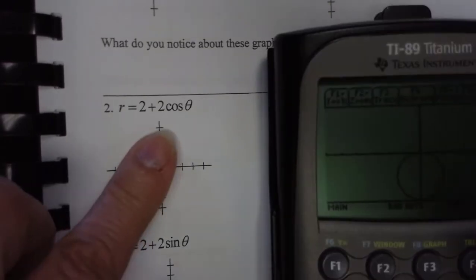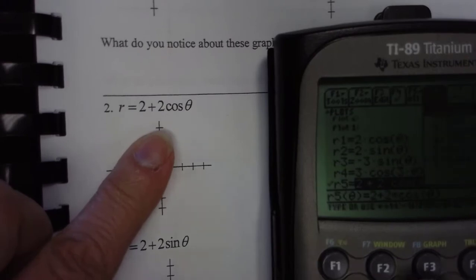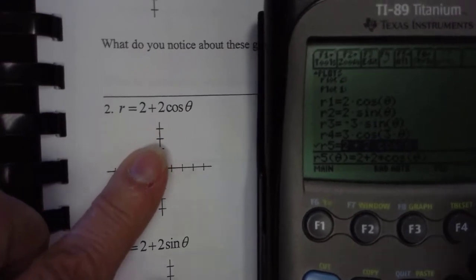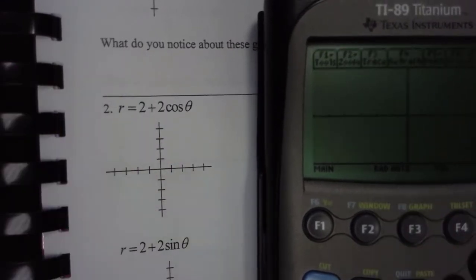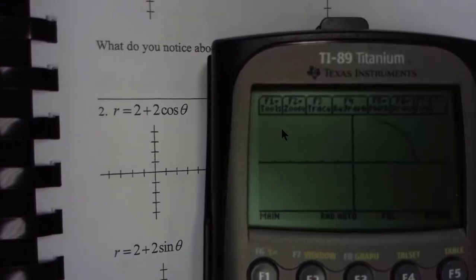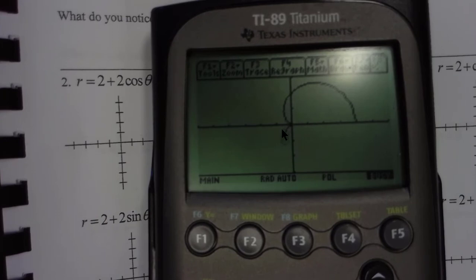2 plus 2 cosine theta. Well, that's interesting. Turn this one off. Turn that one on. Again, confirm that we are in path mode. We are. All right, let's have a look at this one. I don't know if my window's good yet. I'll look at it after I've graphed it. Okay, let's look at the graph of it. It's hanging out there for a little bit.